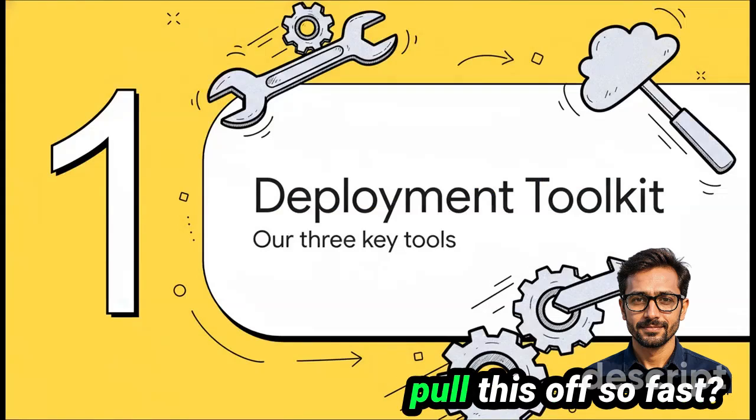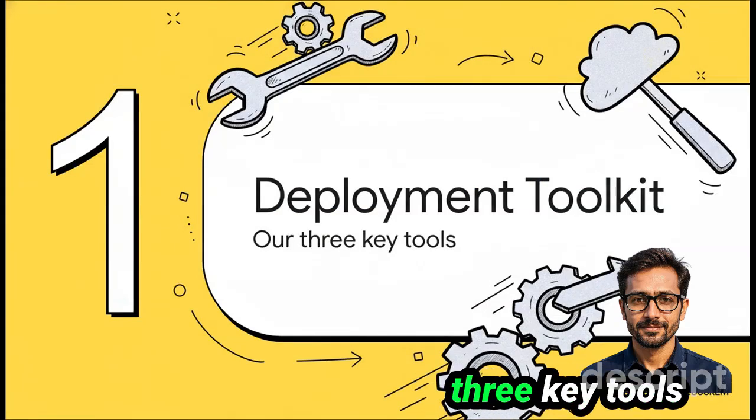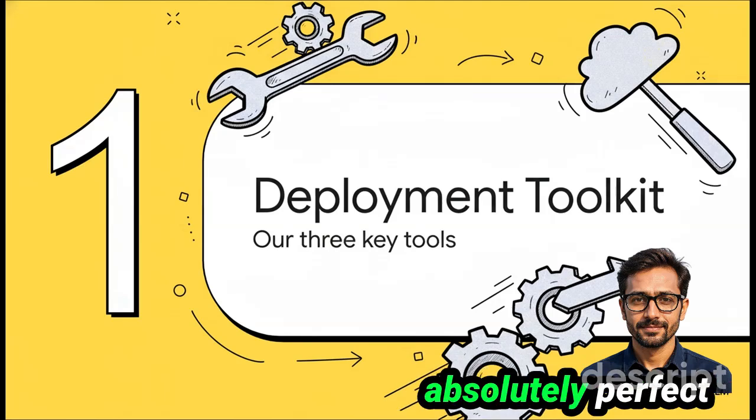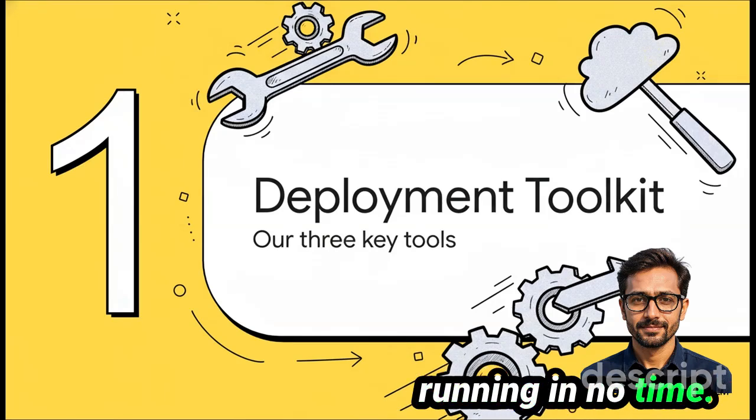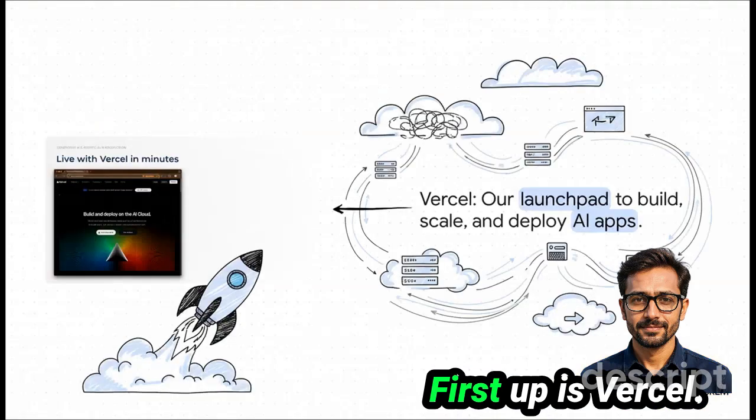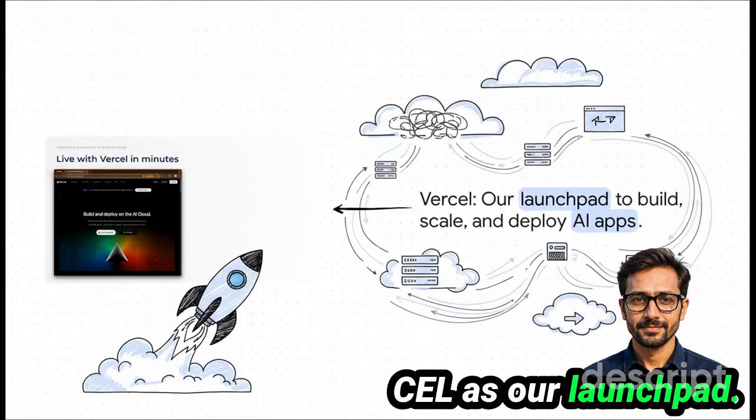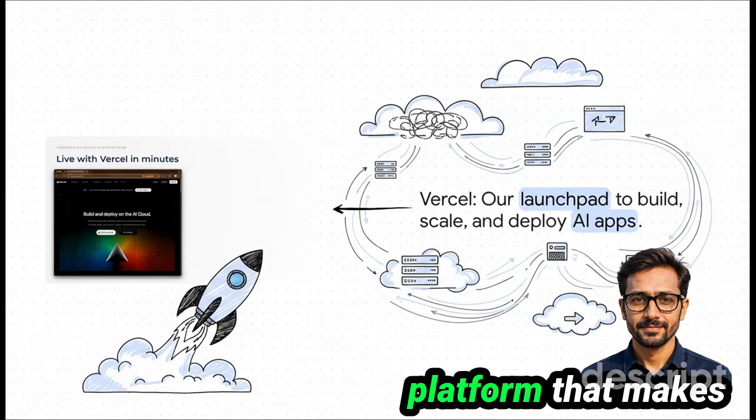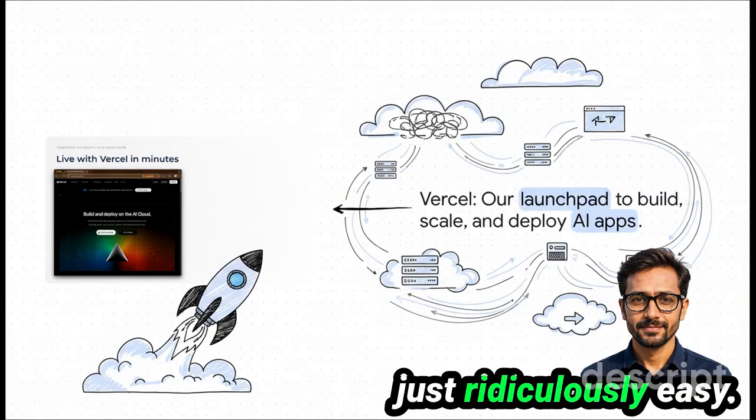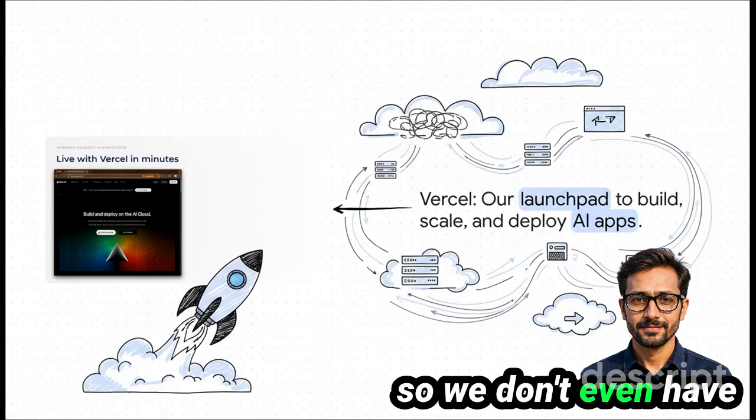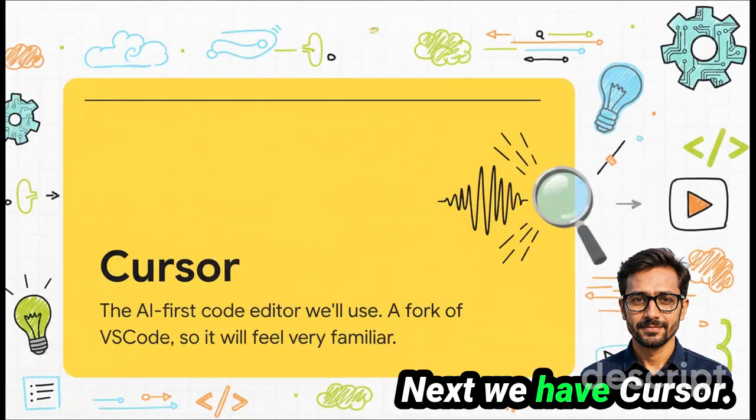So, how are we going to pull this off so fast? Well, we only need 3 key tools in our toolkit. They're super simple, really powerful, and absolutely perfect for getting up and running in no time. Let's meet them. First up is Vercel. Honestly, just think of Vercel as our launchpad. It's this amazing cloud platform that makes deploying web apps just ridiculously easy. It takes care of all the messy server stuff behind the scenes, so we don't even have to think about it.